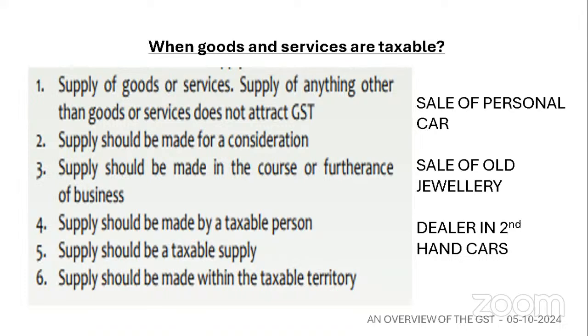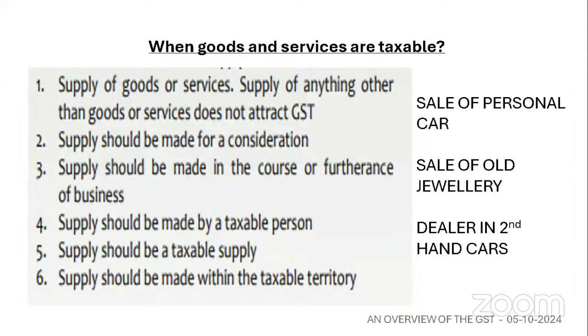So the supply should be in the course of your business, or it should be in the course of furtherance of your business. So here there are two concepts: the supply is made in the course of business, and the supply is made for furthering your business. These are two separate concepts under the GST law. Now, all these transactions are liable to GST.